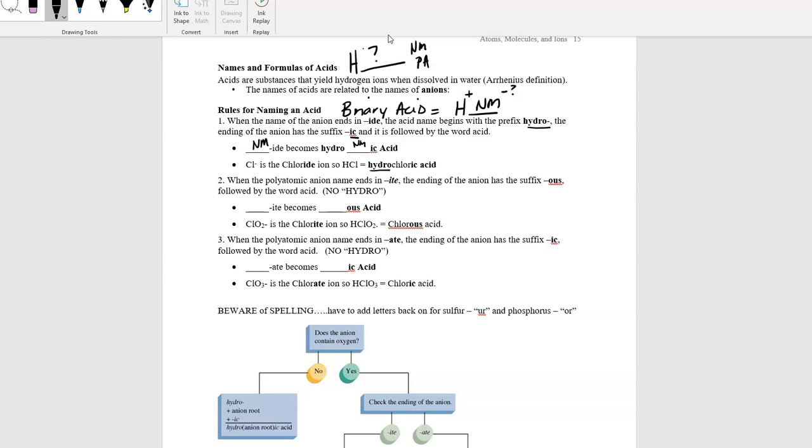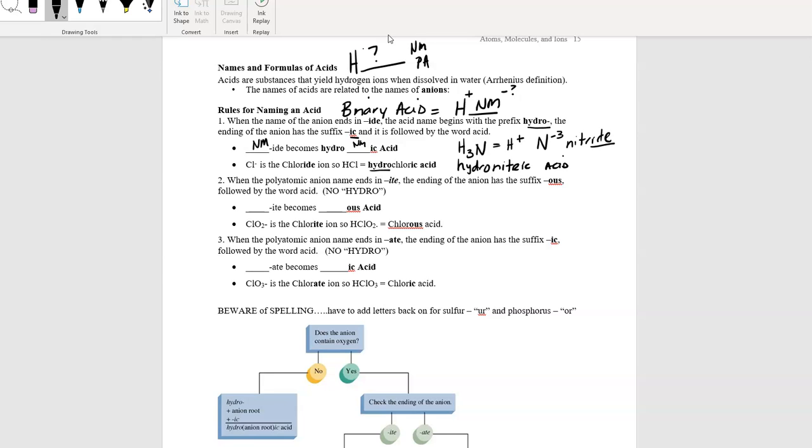Now, if you have something with a subscript, maybe like H3N, that N came from nitrogen because originally it was H+ and N -3. When you crisscross, you get H3N. But it doesn't matter about that 3 when you name it. It's still hydro, and that nitrogen came from nitride. So you take the IDE ending off and put IC, so nitric, and then the word acid.